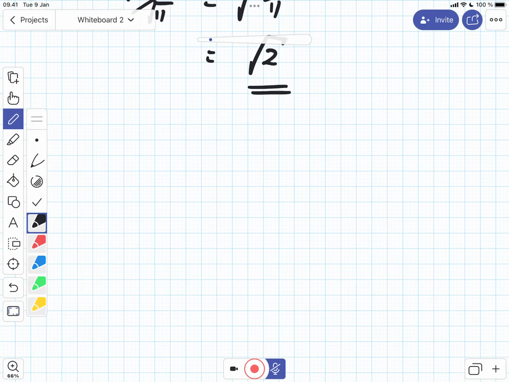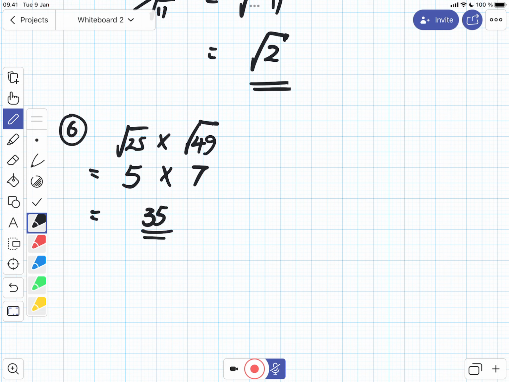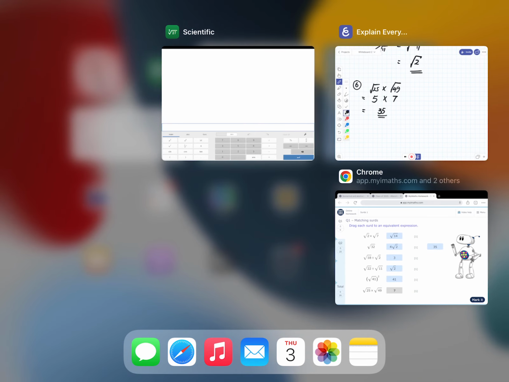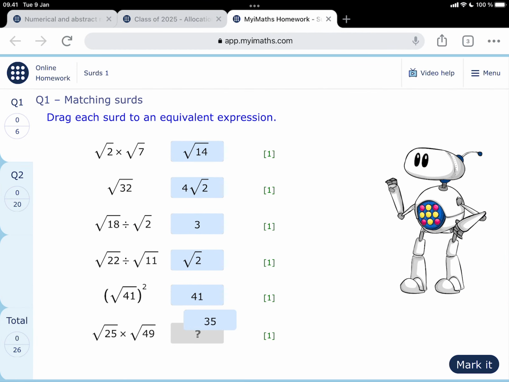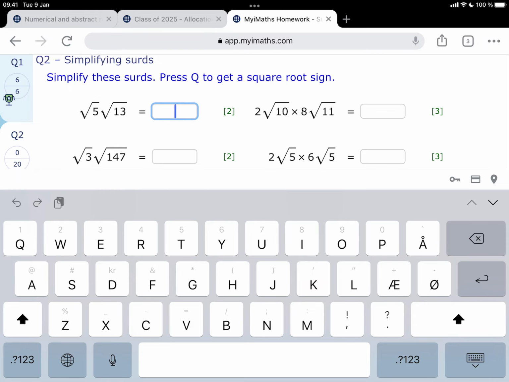Okay, so I'll call that number 6. Square root of 25 times the square root of 49 is, well, the square root of 25 is just 5, and the square root of 49 is 7. So that's just 5 times 7, which is 35, and 35 was one of our answers there. So let's just mark that. Jolly good. And let's go on to question 2.